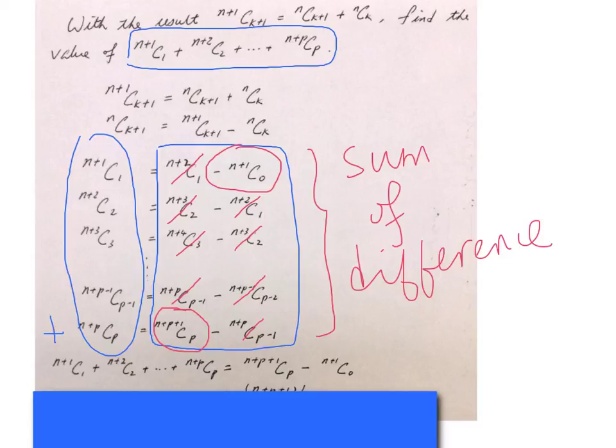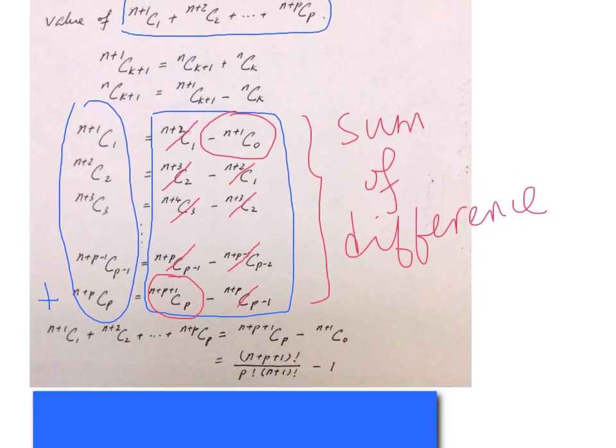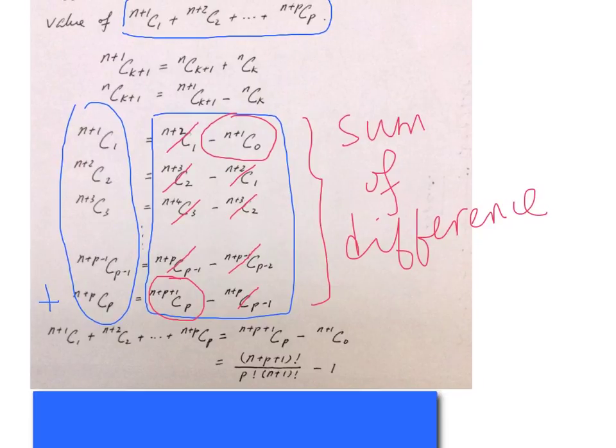Then we can just rewrite this one by using factorial. And then (n+1)C0 is 1. And then this is the value we require.